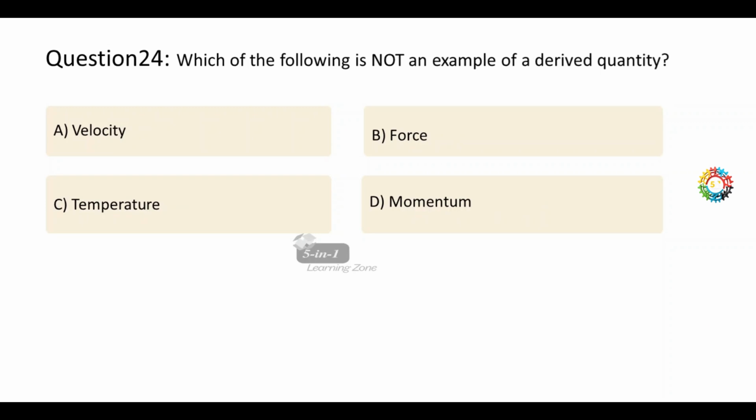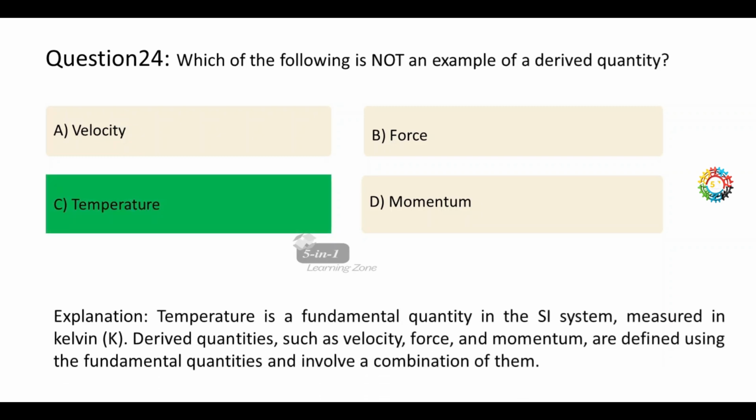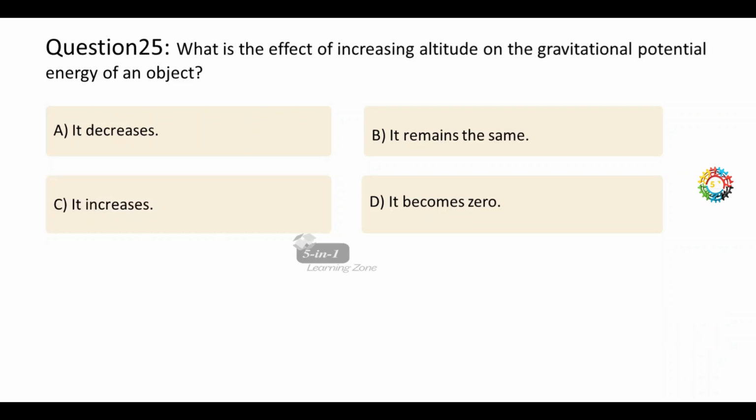Question 24. Which of the following is not an example of a derived quantity? Answer C. Temperature. Explanation. Temperature is a fundamental quantity in the SI system, measured in Kelvin, K. Derived quantities such as velocity, force, and momentum are defined using the fundamental quantities and involve a combination of them.